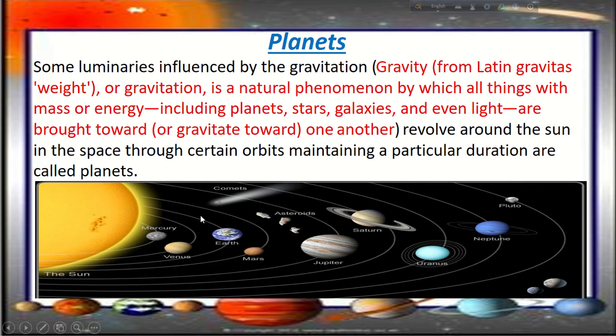Beforehand, in the junior class, you have learned about the definition of the planets, and now I will give you the definition of the planets in a standard way. That is, some luminaries influenced by gravitation revolve around the sun in space through certain orbits, maintaining a particular duration, and are called planets. Or you can write: the astronomical object which revolves around the star or sun is known as a planet.